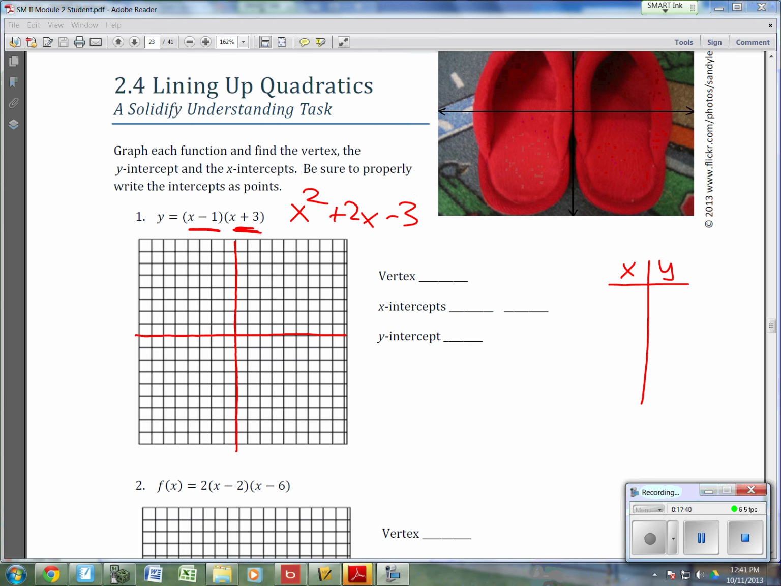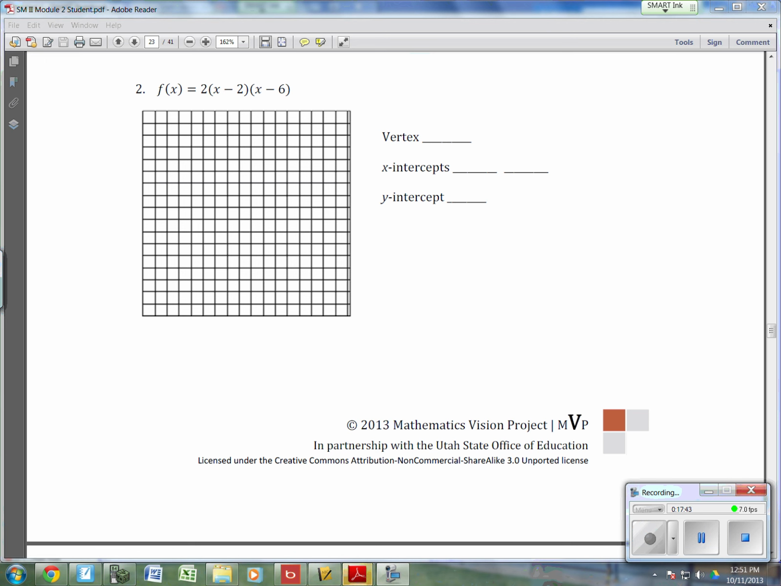Okay, I want you guys to work on this. Just graph it by hand right now, and then we'll talk about it. Okay, I want you to do the same thing with number 2. I'm going to give you guys just a couple minutes. I'm going to come around and see what you know.